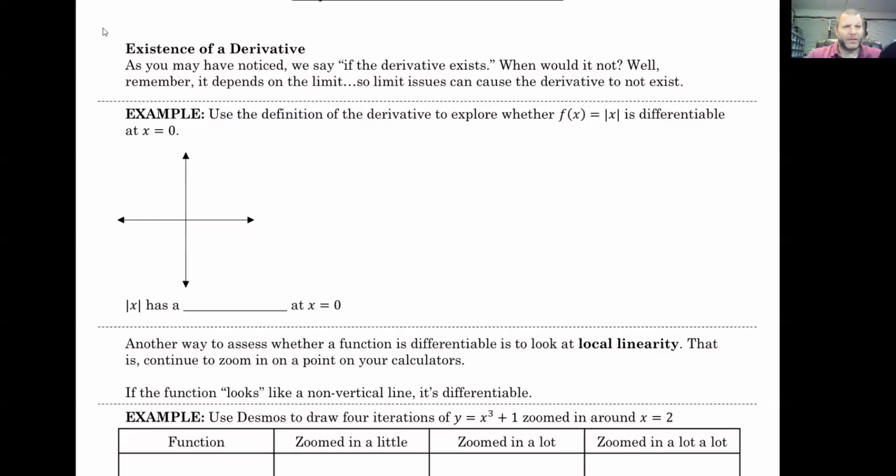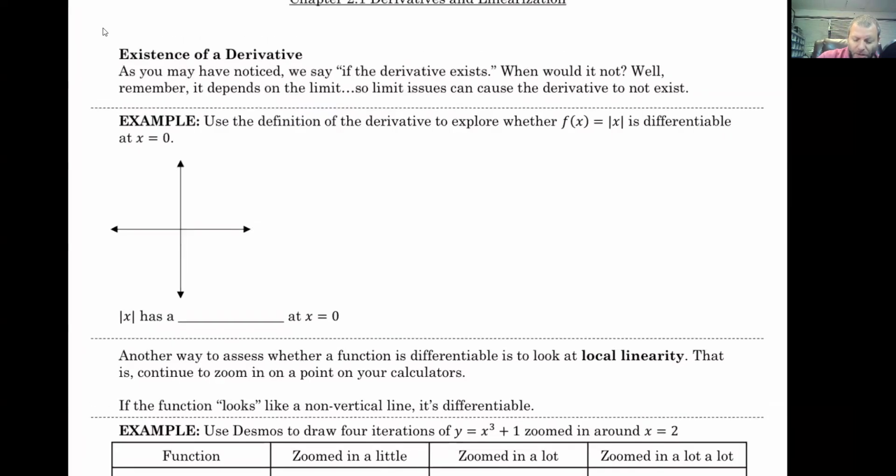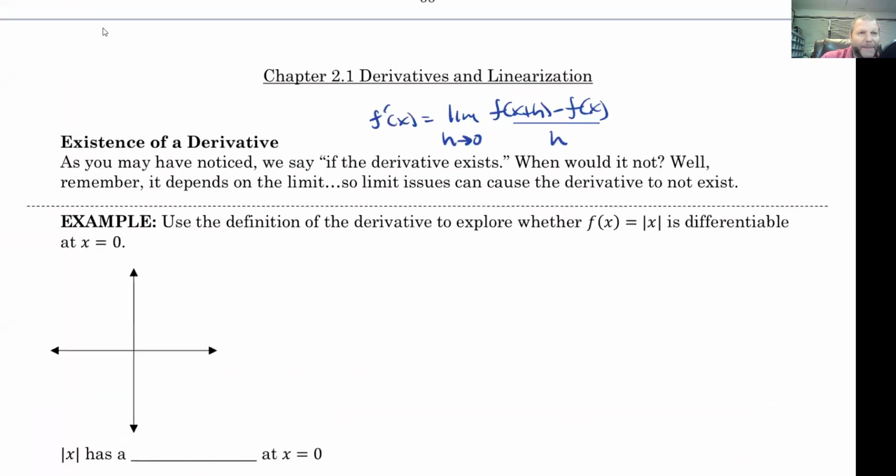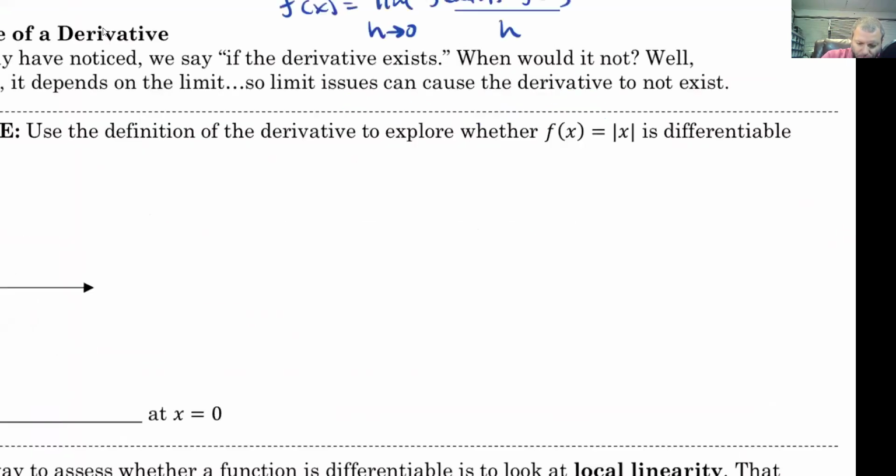All right, so the last little thing we're going to talk about is local linearity and the existence of derivatives, and what would cause a derivative to not exist. So we remember our instantaneous rate of change formula: f prime of x is the limit as h approaches 0 of f of x plus h minus f of x, all over h. So let's explore what happens with the absolute value of x.